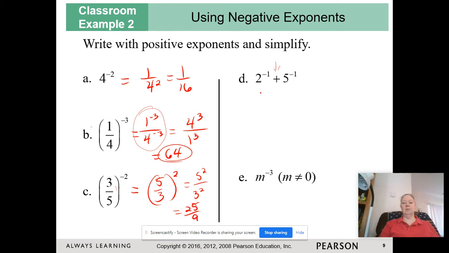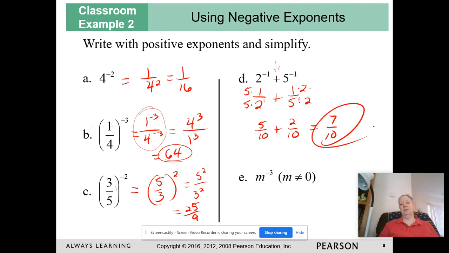Be careful with this one. We're adding. So 1 over 2 to the first, 1 over 5 to the first. Common denominator would be 10. So we have 5 tenths plus 2 tenths.